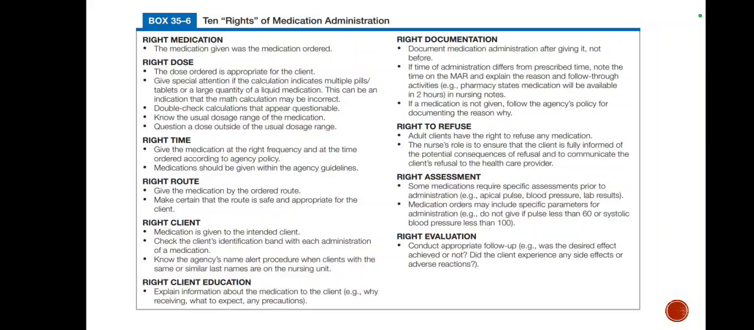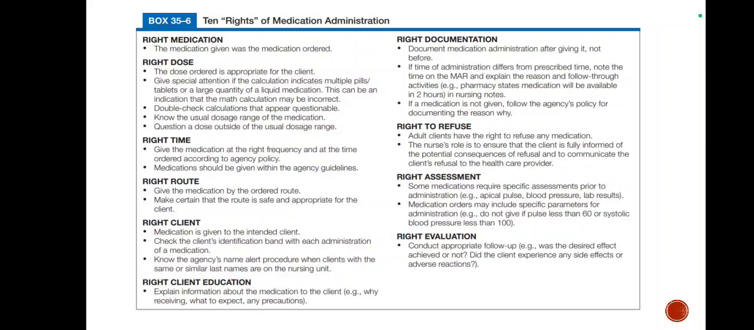And then right assessments. The medication requires specific assessments prior to administration, such as checking the apical pulse, blood pressure, and lab results. Medication orders may include specific parameters for administration, such as do not give if pulse is less than 60 or systolic blood pressure is less than 100. There are doctors who write specific parameters that we need to measure before giving medication, so we have to take note of that.